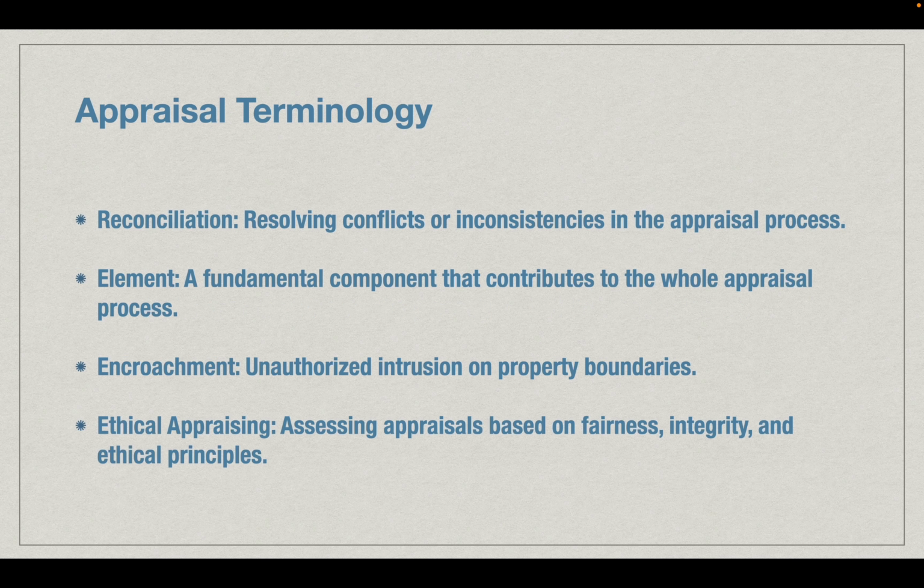Let's go over some key terms you might hear in the appraisal world. Reconciliation is when the appraiser resolves any conflicts or inconsistencies in the data they've collected. An element is just a basic part of the appraisal process. Encroachment is when someone builds something that crosses over onto your property without permission. And ethical appraising means doing the appraisal fairly and honestly, following all the rules and guidelines.